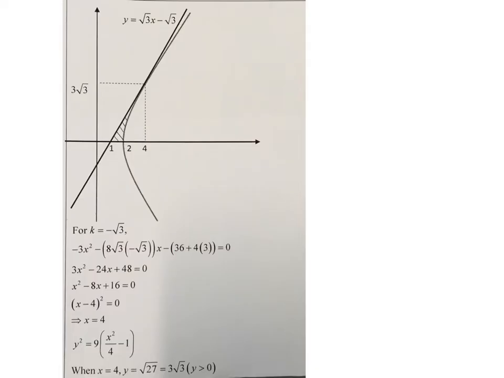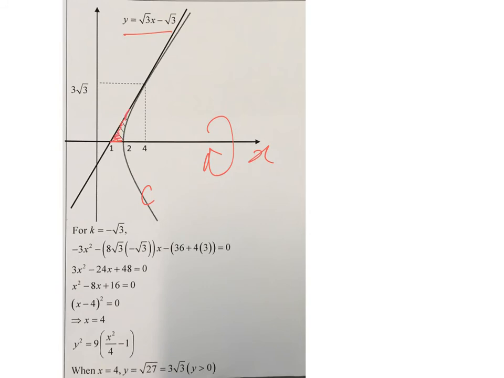For the last part of this question, we are asked to find the volume of a bounded region being rotated completely about the x-axis. So what we have to do first is to identify this region correctly. From the diagram itself, we note that this region is bounded by the tangent line, y equals root 3 x minus root 3, as well as the curve C and the x-axis.